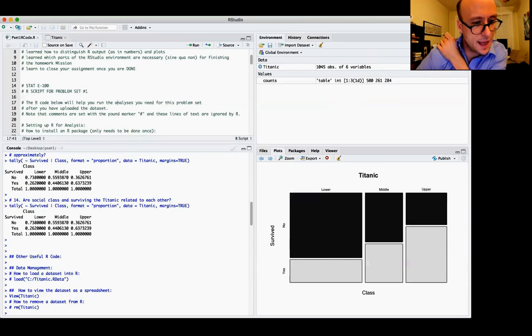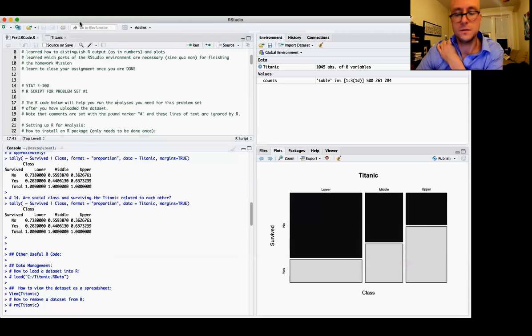Someone is asking, how did the mosaic find the width allocation from the data set, width of lower versus width of middle versus upper? I'm not sure what you're asking here. How the mosaic? Well, the mosaic doesn't find anything, right? It's an algorithm. It's a machine, right?